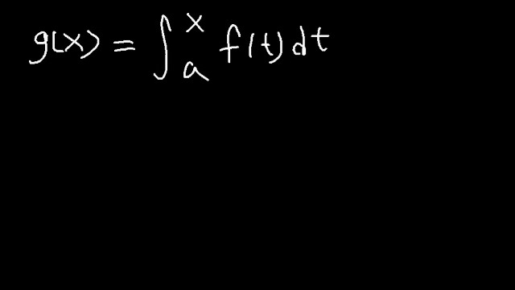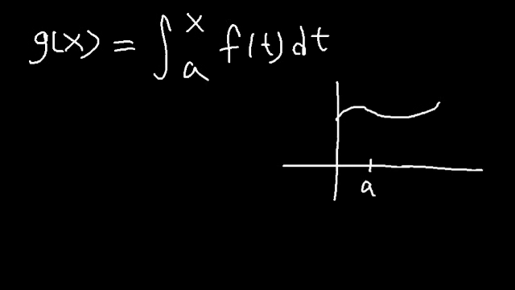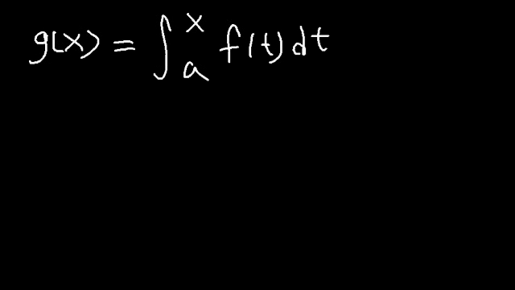So basically, g of x represents a function that tells you the area under the curve between 2 points, in this case between a and x. So g of x is a function of the area starting from a with respect to x. Now f is a continuous function on the interval a to b. And also, g of x will be a continuous function on the closed interval a to b, but it's differentiable on the open interval a to b.